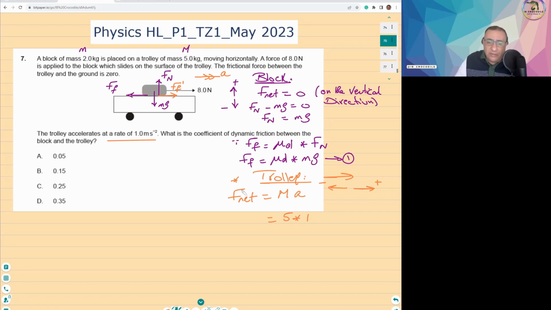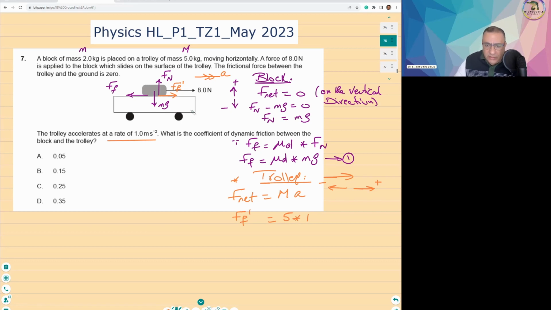Now what is the net force? The net force is the vector sum of the physical forces acting on the trolley, which is basically this single force here. This is really the only force acting on the trolley itself. The 8 Newton force is acting on the block. I cannot use it, because they are not moving as one body. So the left-hand side is going to be f sub f prime, which is equivalent to the frictional force between the block and the trolley.